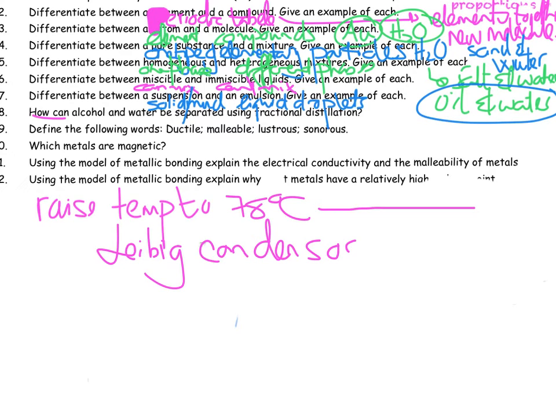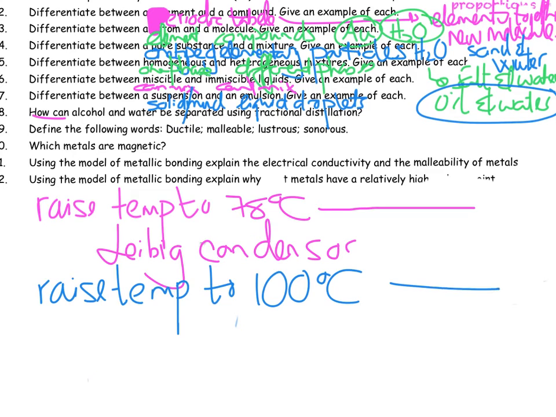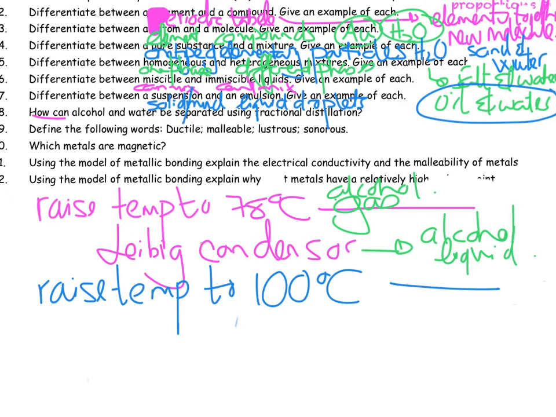Then raise the temperature to 100 degrees centigrade, and it will stay constant, and you use the Liebig condenser again. So basically at 78 degrees the alcohol becomes a gas, and then you use the Liebig condenser to make the alcohol a liquid again. And the temperature will stay constant as long as that phase change is going on. And then the same thing you do with the water.